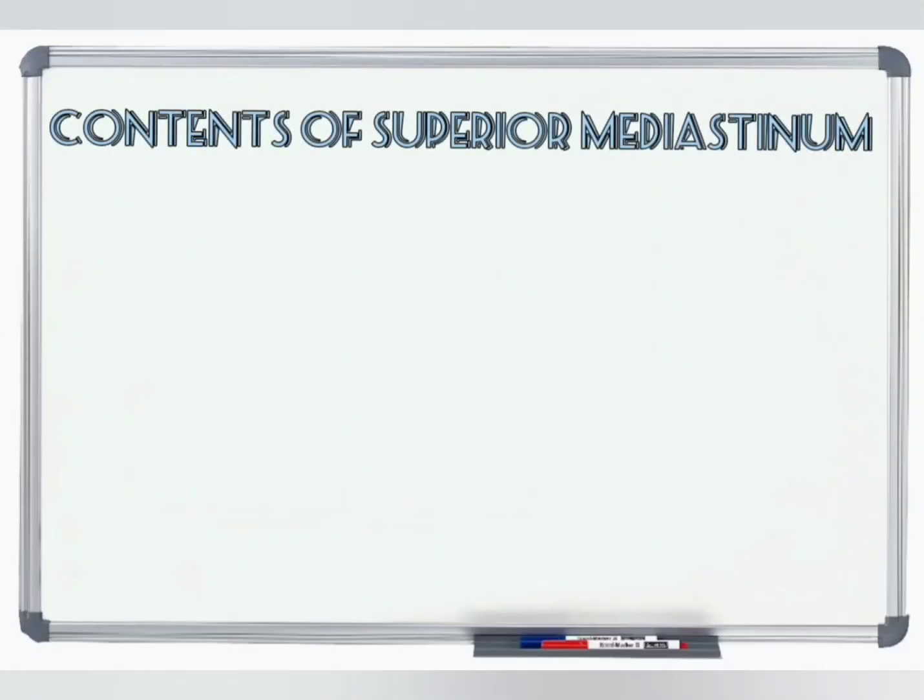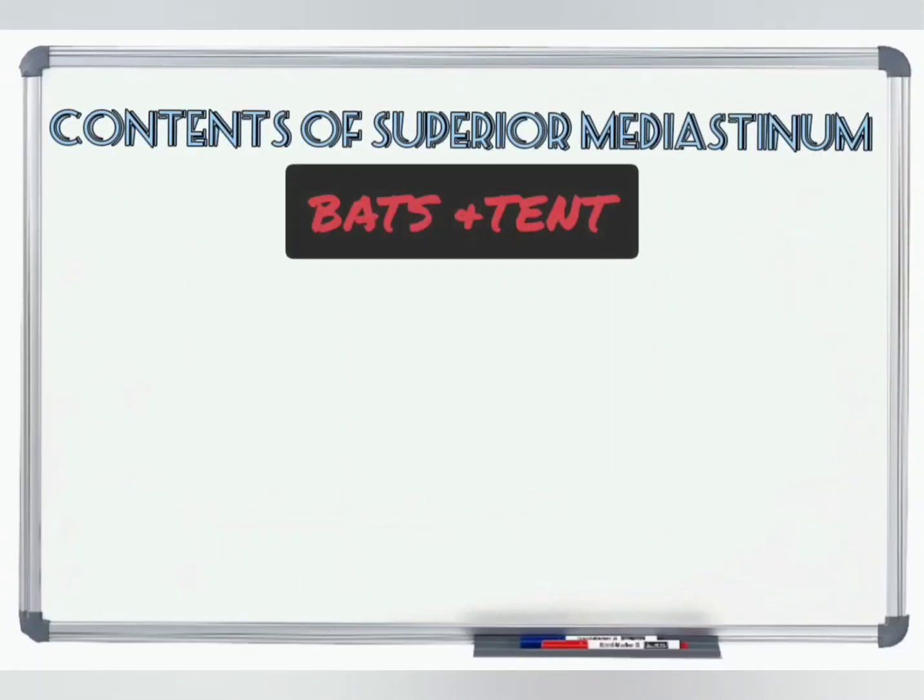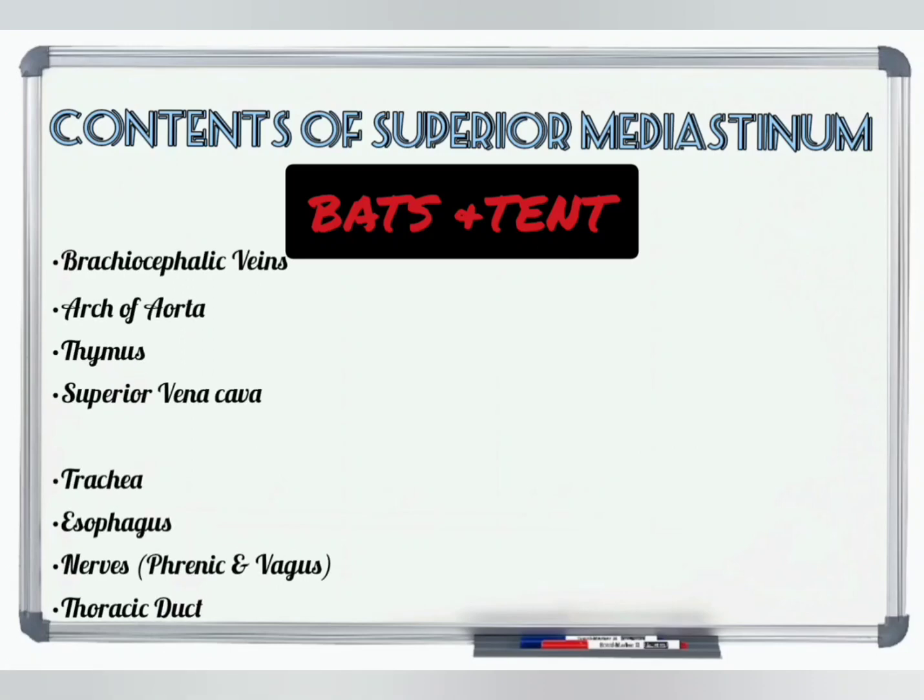Contents of superior mediastinum, mnemonic Bats and Tent. Brachiocephalic veins, arch of aorta, thymus, superior vena cava, trachea, esophagus, nerves, as well as the thoracic duct.